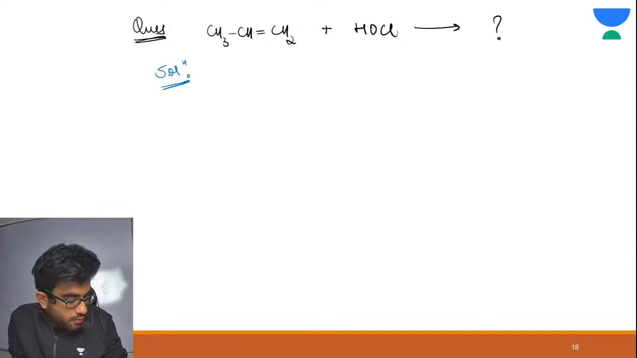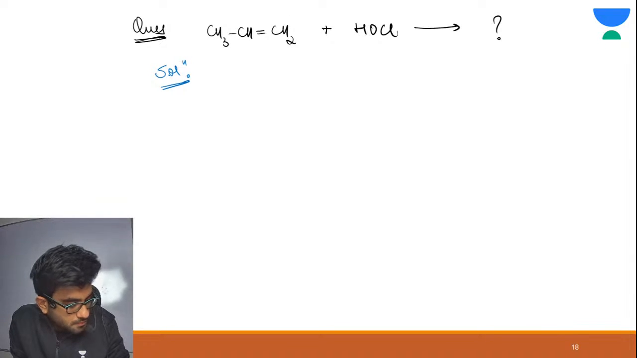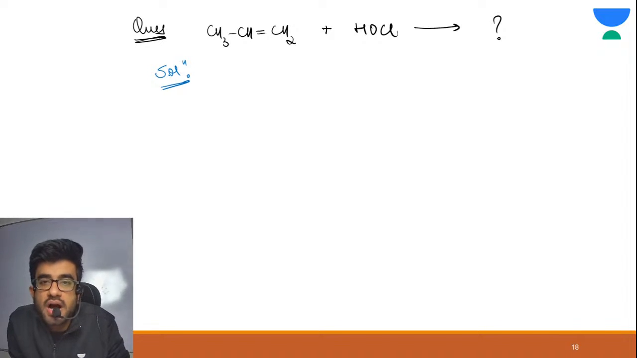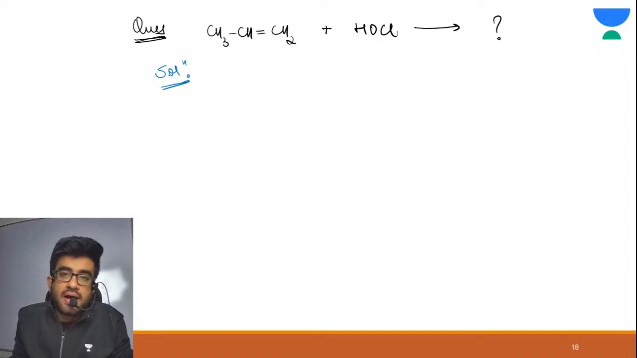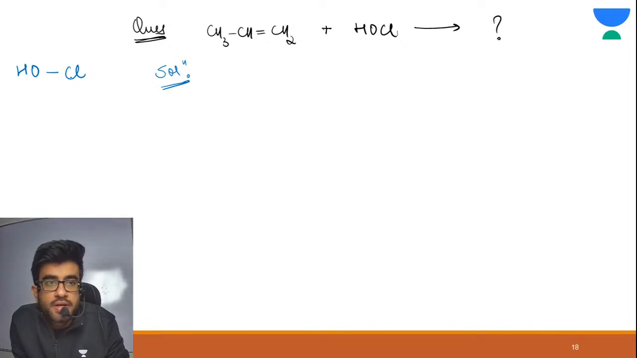Try this one, everyone. This is a good question. You need to think how this HOCl would break. HOCl is like this. You need to think how it will break.